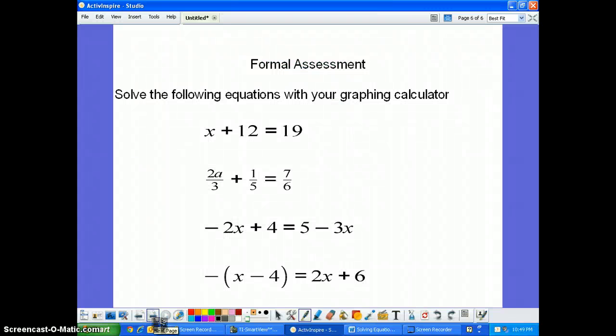Also, copy these 4 problems on a separate sheet of paper and bring these 4 problems to class tomorrow. And also, if you have any questions about how to use the graphing calculator, make sure you jot down any questions that you may have and bring those questions also to class tomorrow.